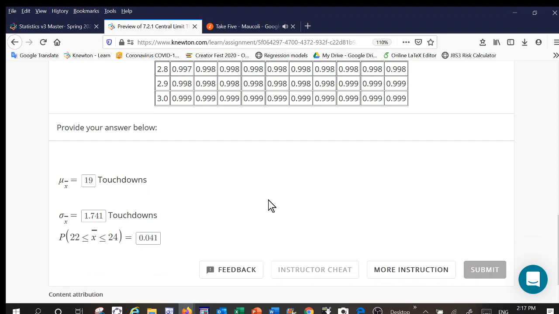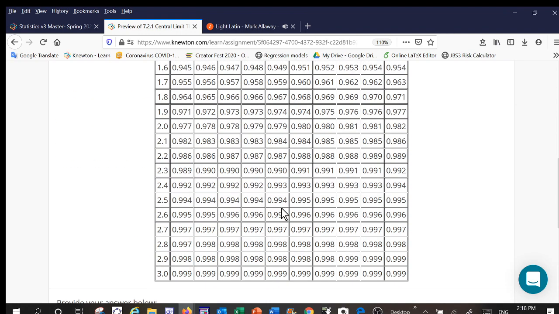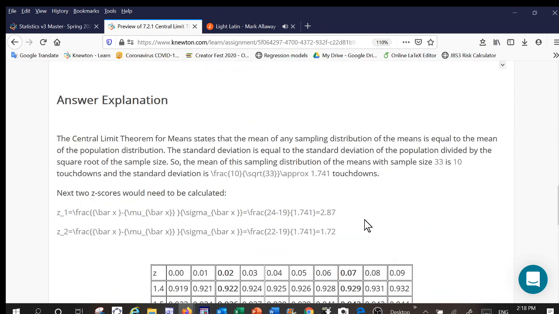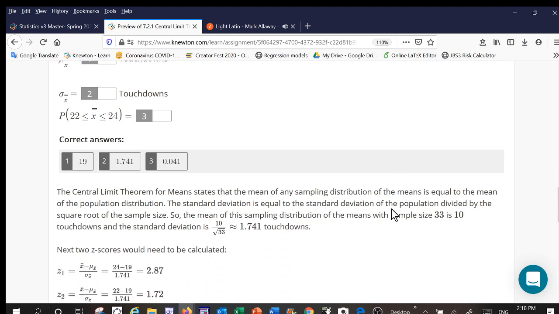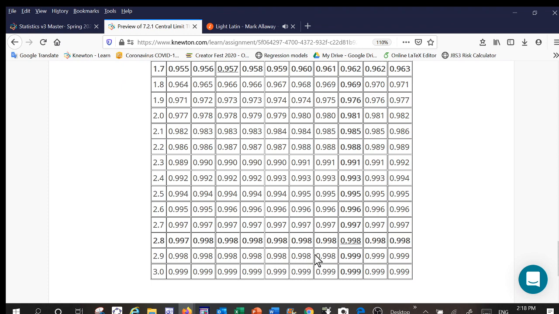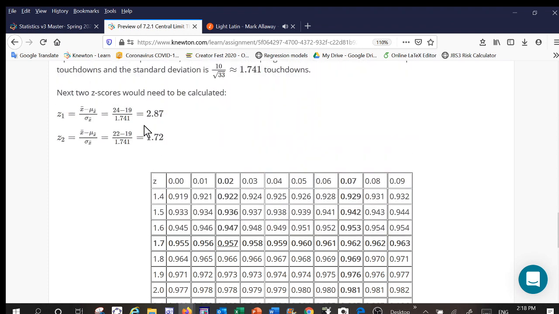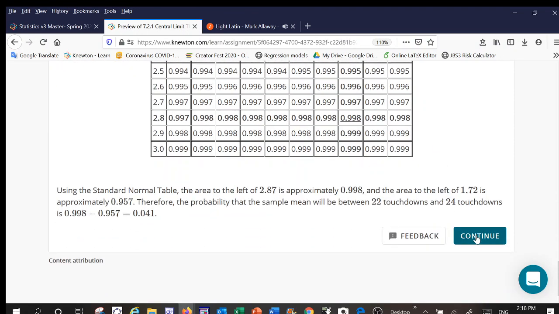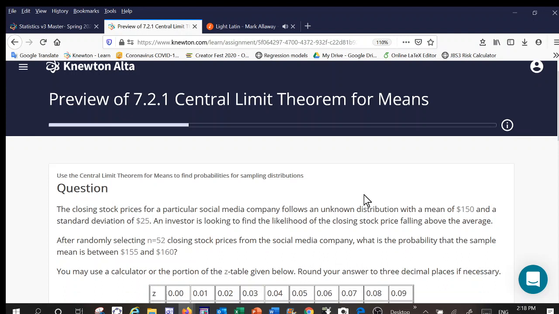Let's see if it's supposed to go to another problem. All right, there you go. So you see what they did, they used the table, so they did a lot of rounding using the table. Once you have the 22 and 24, you have to convert them to z and then use the z to find the area. So it's a lot of arithmetic work for no reason. We're not going to use the table, we're going to use normal CDF.